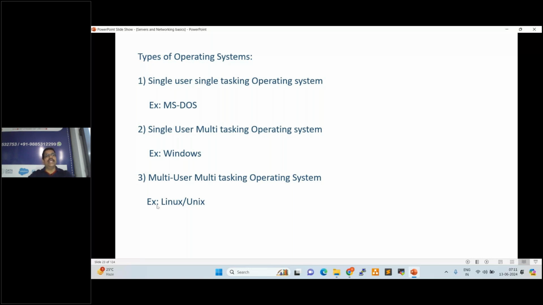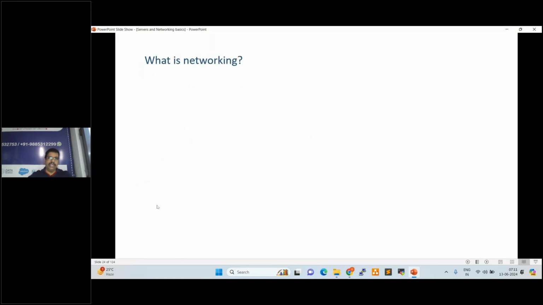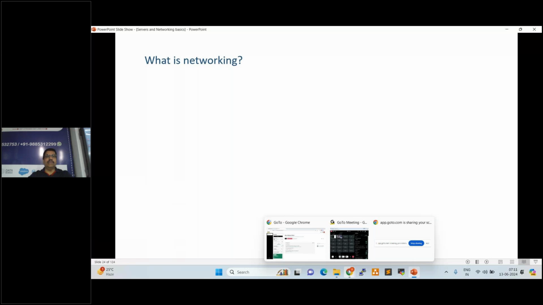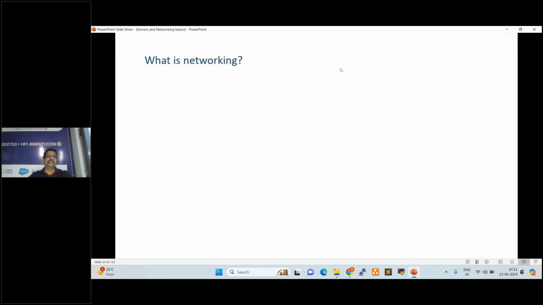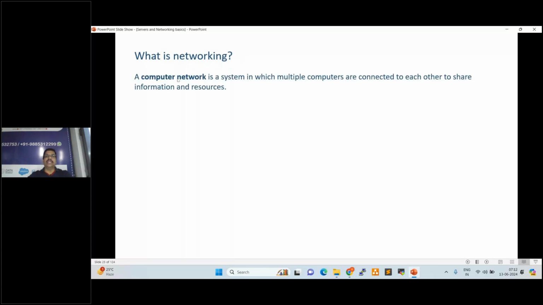Fine. So next one is what is networking? Anyone having an idea what is networking? Network, it's a communication. Networking is communication between servers, resources, switches, routers, load balancers, right? So communication between a group of devices. See here, a computer network is a system in which multiple computers are connected to each other to share information and resources. Fine. See here, this is a network.